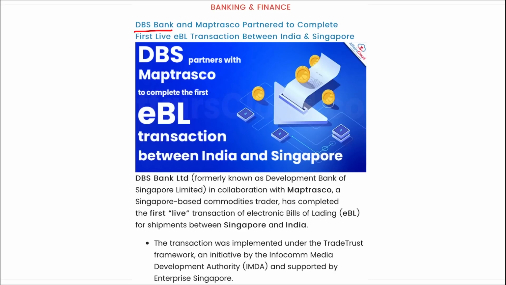Next is DBS Bank and MapTrasco has partnered to complete the first live EBL transaction between India and Singapore. I repeat, DBS Bank, right? And they have collaborated with MapTrasco, a Singapore-based commodities trader, and they have completed the first ever live transaction of electronic bills of lading, that is EBL, for shipment between Singapore and India.